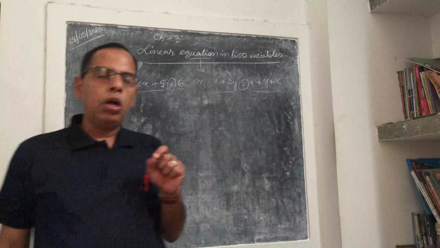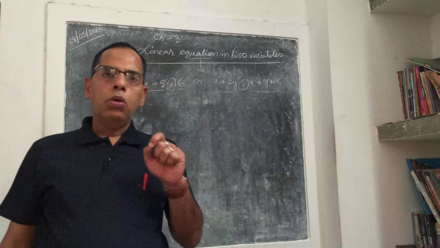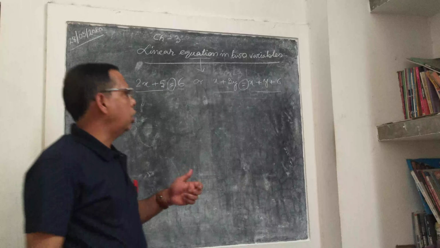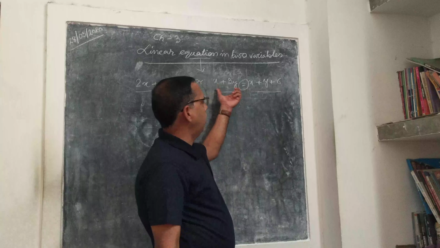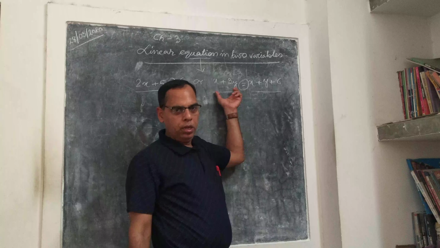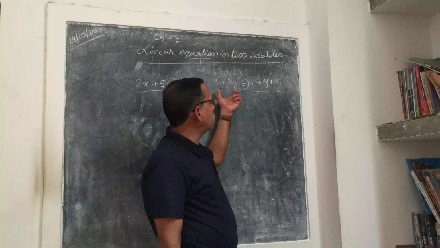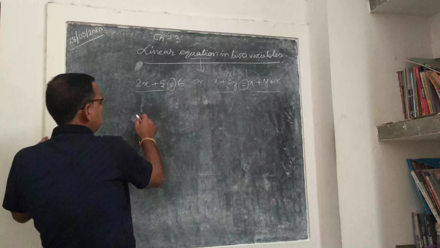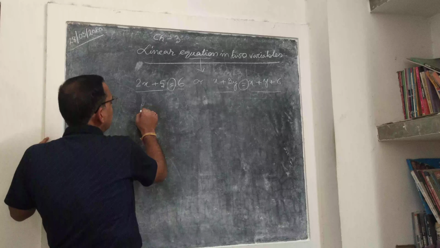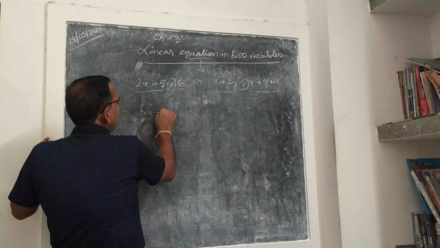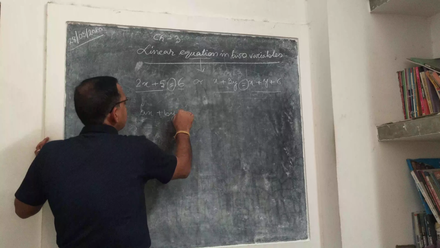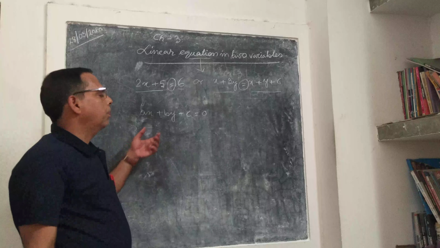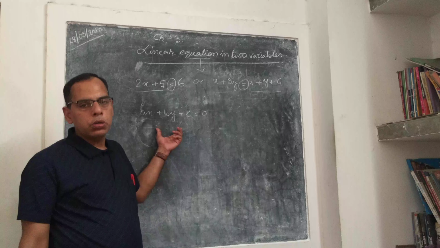Now let's see what an equation in two variables is. If an equation contains two variables, that is two unknowns, it is known as an equation in two variables. The standard example is ax + by + c = 0. This is the standard linear equation in two variables.